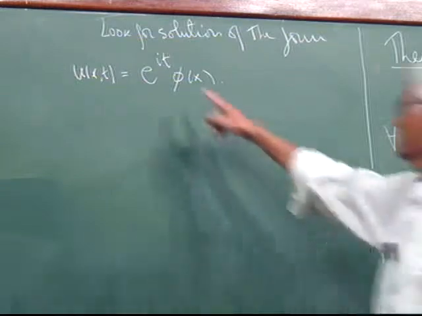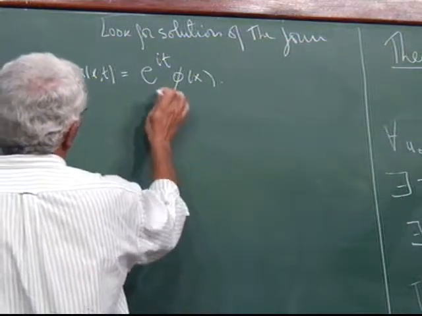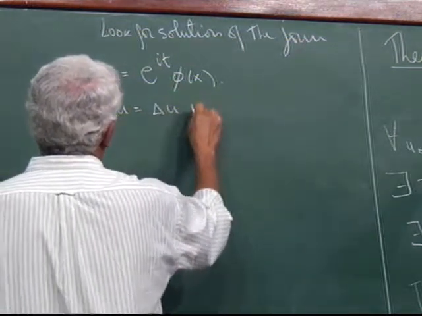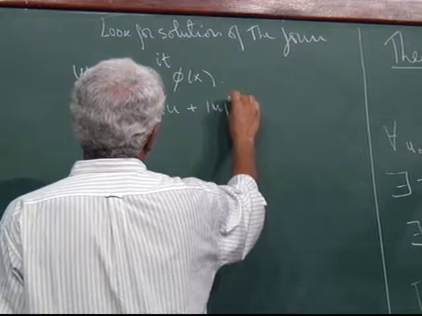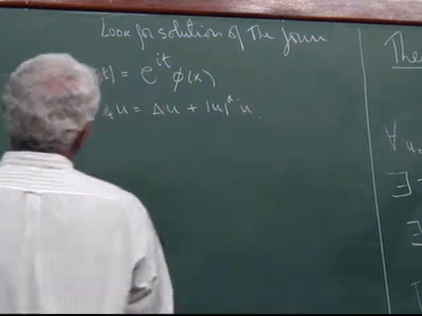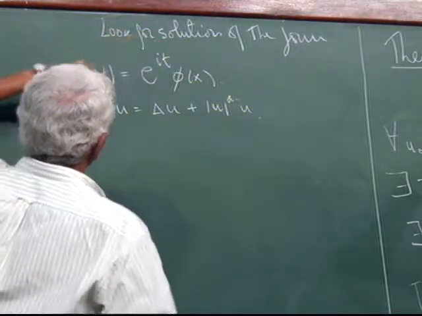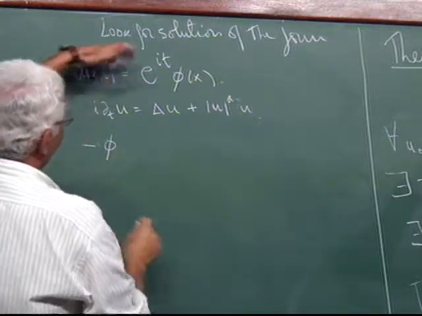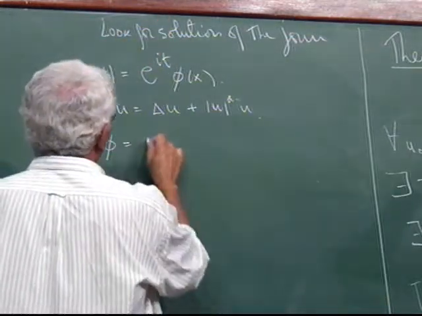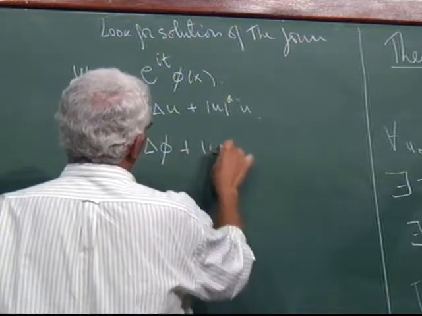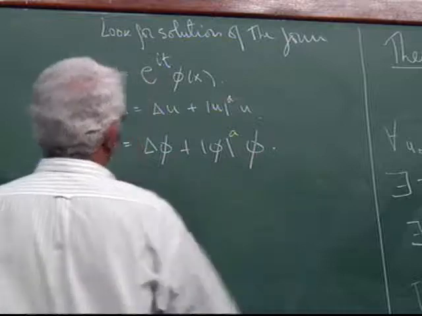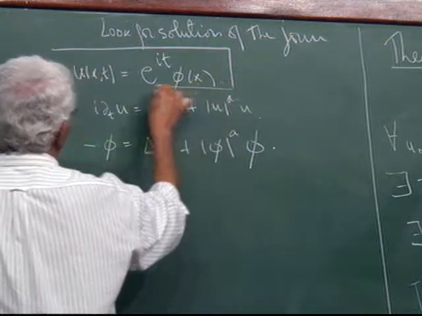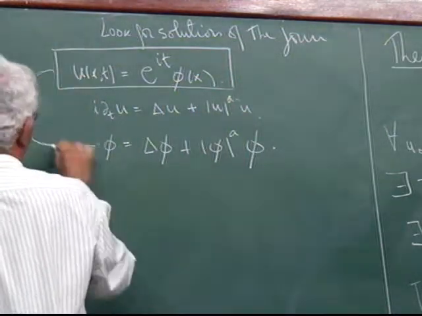Then if you insert this in the equation, you're going to have the derivative with respect to t. Okay, let's write this. The derivative with respect to t is going to give you an i, but you already have an i that gives you minus, right? Phi. The exponential is going to be common everywhere. It's going to disappear. It's equal to the Laplacian of phi plus phi absolute value A phi. Then the only thing that you require for this to be a solution of the equation is that you solve this.